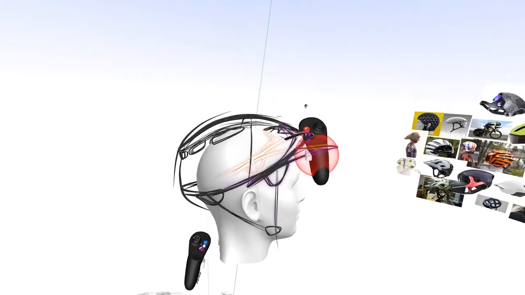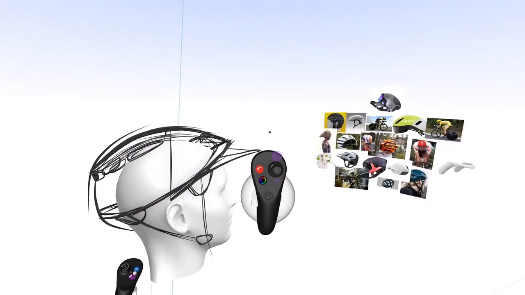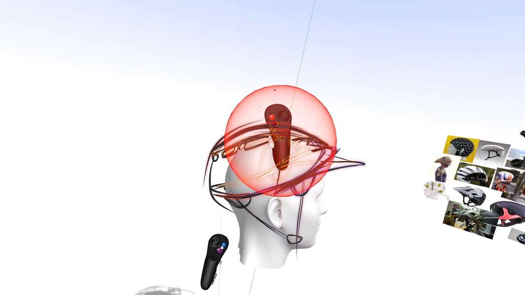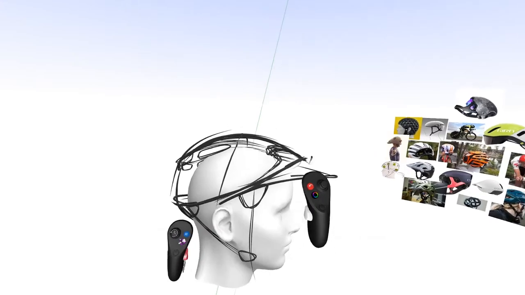Now, you can progressively add to a group as well, right? So if I expand my grab sphere a little more by going up and down on the joystick, I'll go up and grab some of these other sketch lines that aren't grouped and hold them and press the purple menu button again.